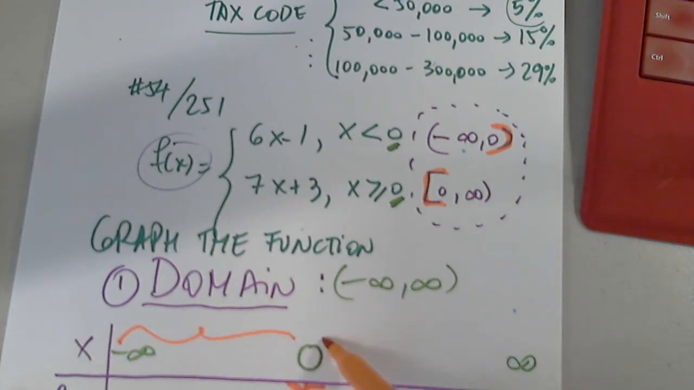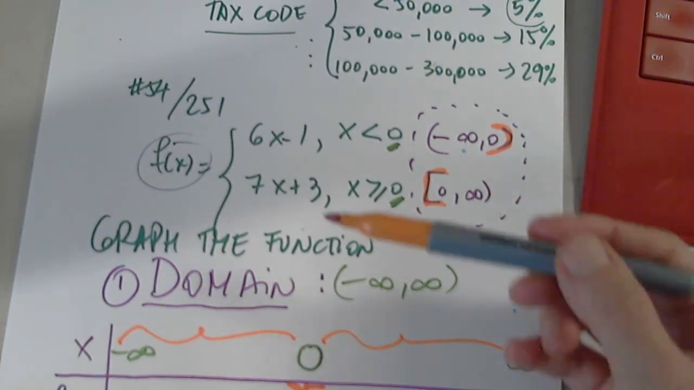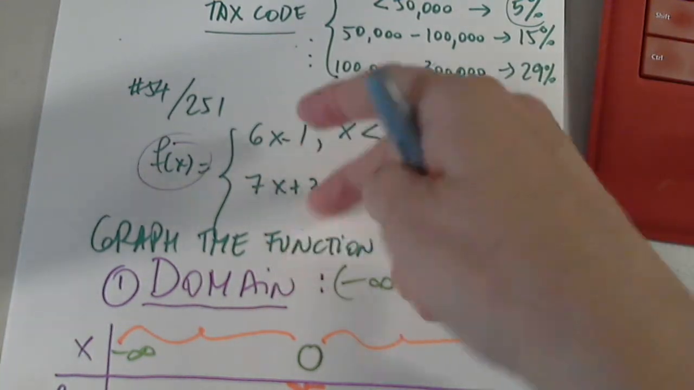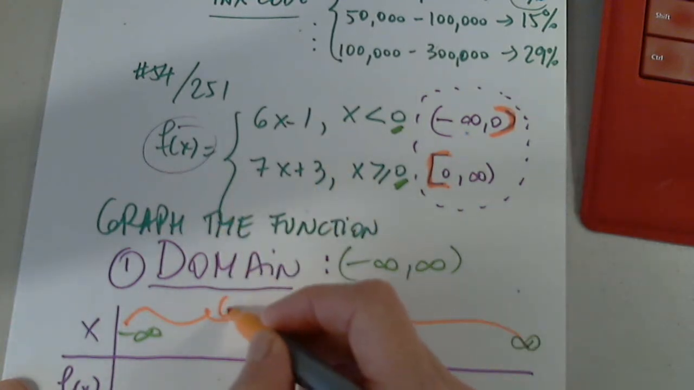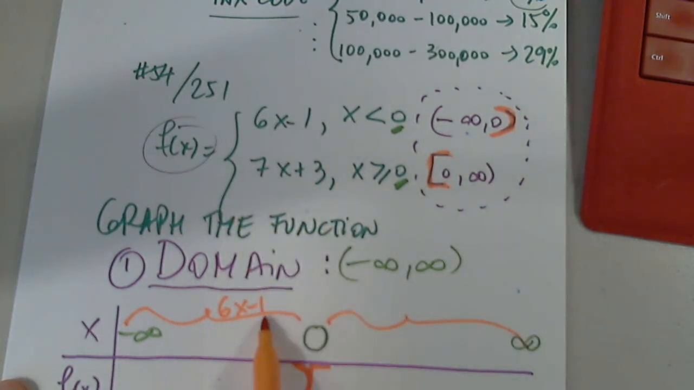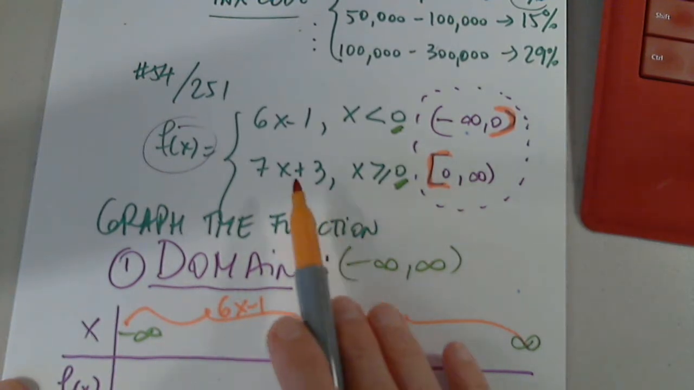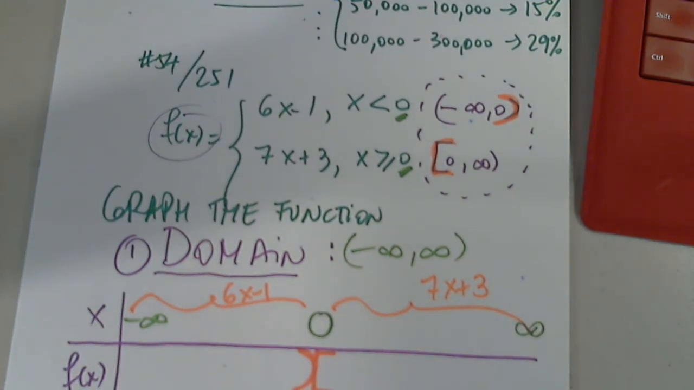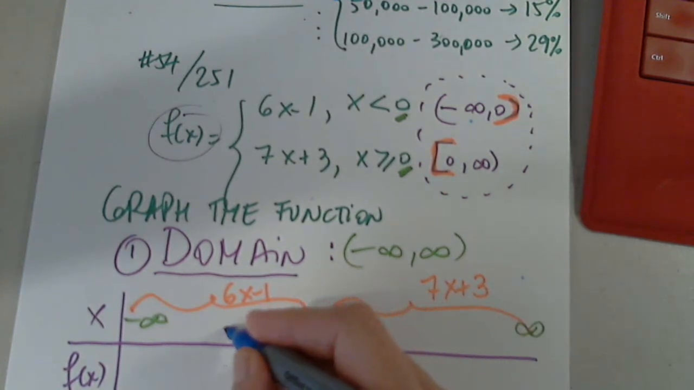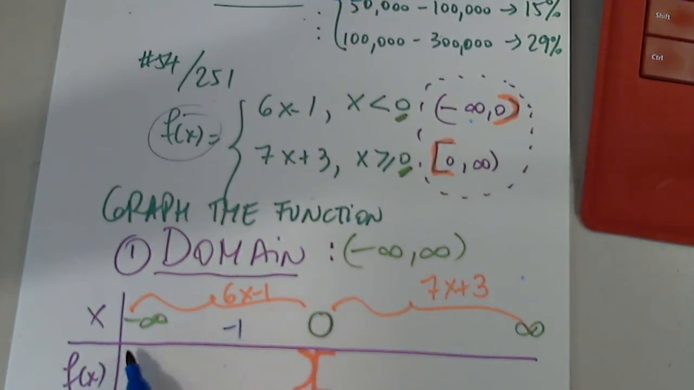I know you're going to say this is an overkill, and I would have to agree, but sometimes these branches may be twisted, may not be presented in the correct order. To the left of 0, I have 6x minus 1. That's the function I have to use to the left of 0. To the right of 0, I have to use 7x plus 3. I'm going to choose some values. Let's say negative 1, between negative infinity and 0, and I plug it in. So if you want to plug in negative 1 and tell me what answer you get for the output.